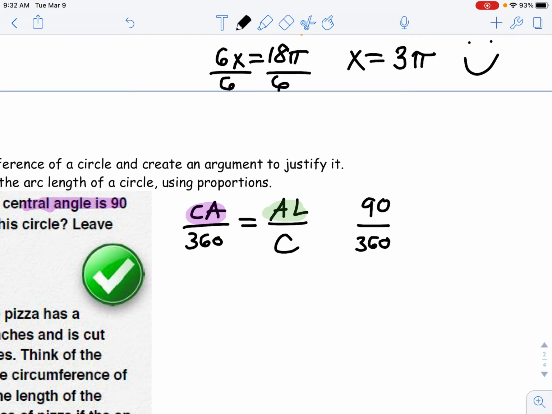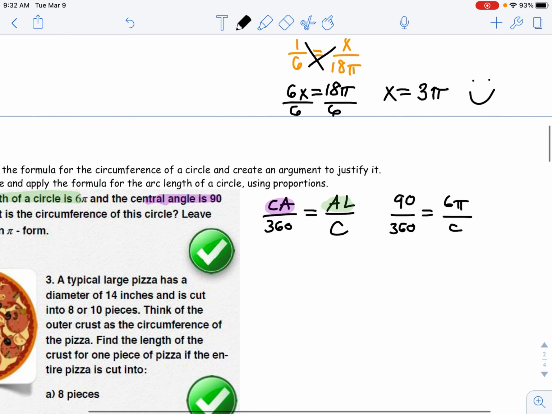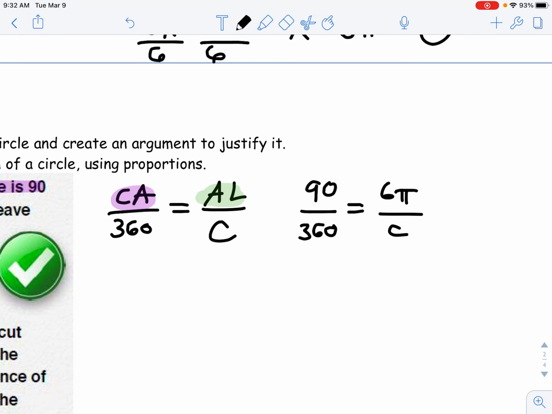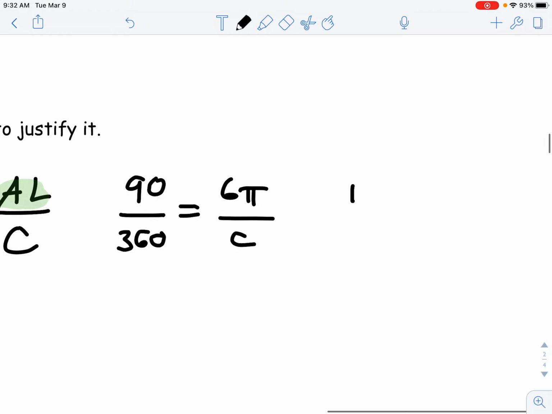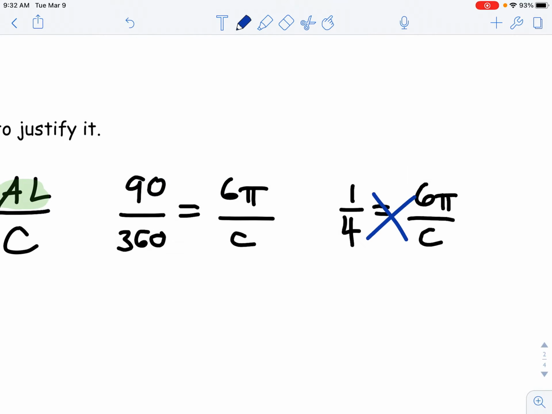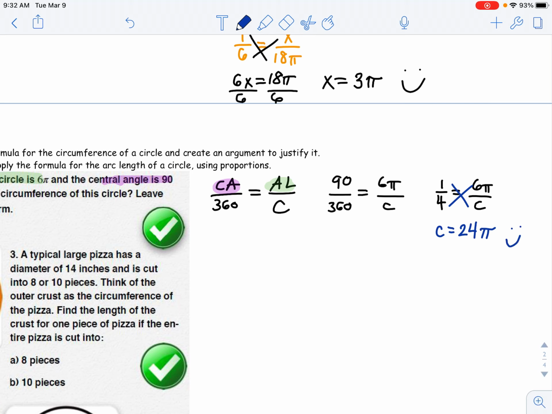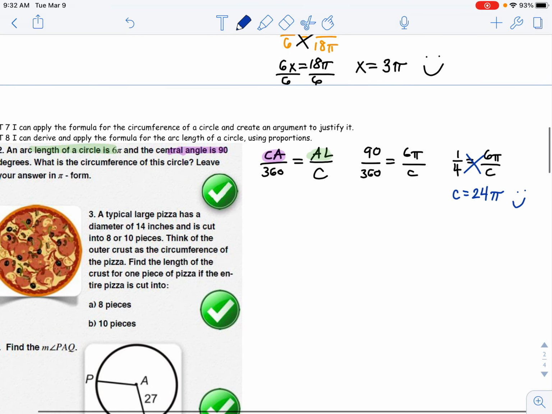I'm going to have 90 over 360 equals 6 pi over C. All right, and then let's simplify. 90 goes into 360 4 times. So now I'm going to have 1/4 equals 6 pi over C. Cross multiply, and I get the circumference equals 24 pi. Smiley face. That's it. Cool beans.